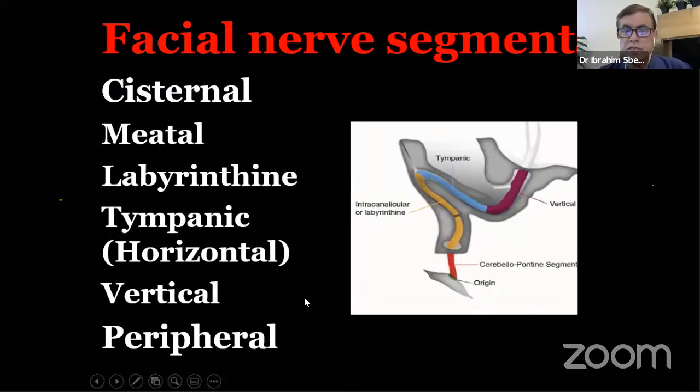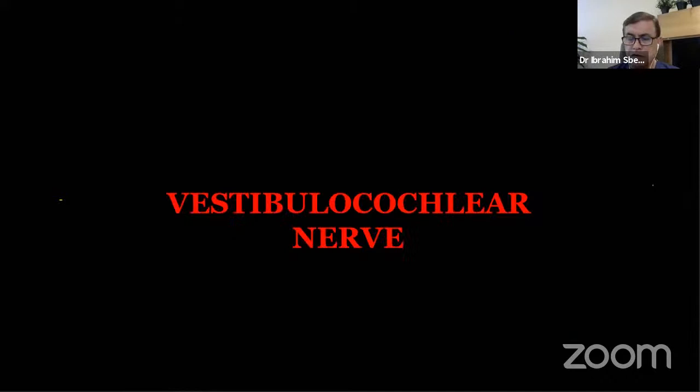As I mentioned in my previous lecture about the vestibular schwannomas, the facial nerve has many segments. This is the cisternal segment. This is the meatal segment. This is the labyrinthine segment coming here to give the geniculate ganglion and the greater superficial petrosal nerve. This is the tympanic part or horizontal part. This is the sort of going down of the facial nerve into the stylomastoid foramen, the vertical part. Of course, then we have the peripheral parts of the facial nerve.